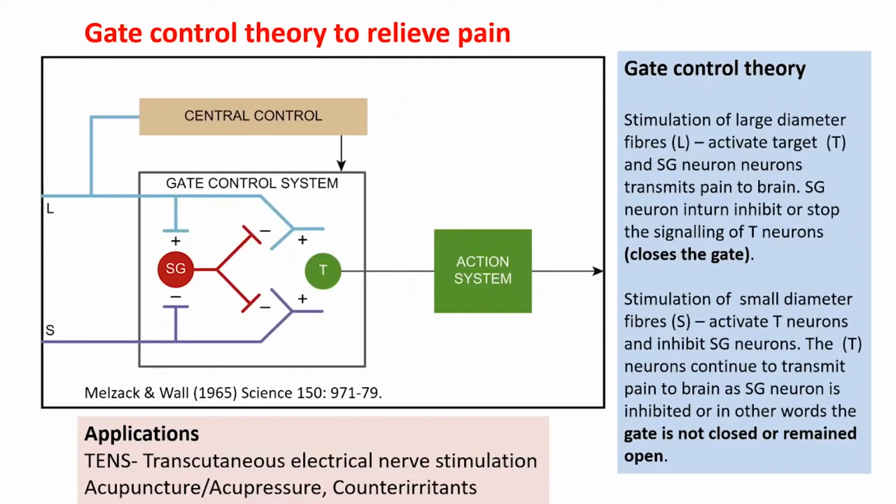This is one of the classic pictures given by Melzack and Wall, wherein in this paper they mentioned the gate. That means the gating of the impulses reaching from the transmitter neuron, or the wide dynamic range neurons, that will be blocked.